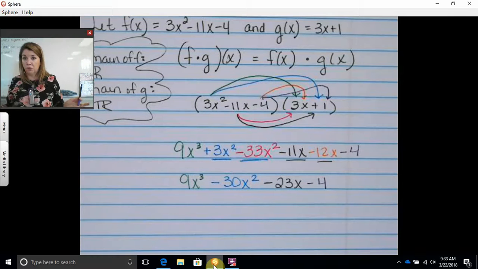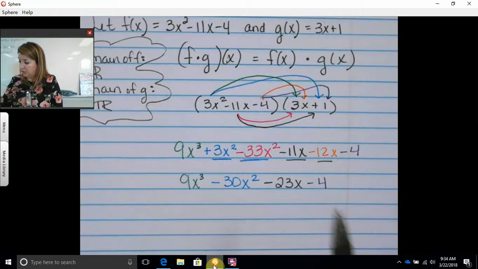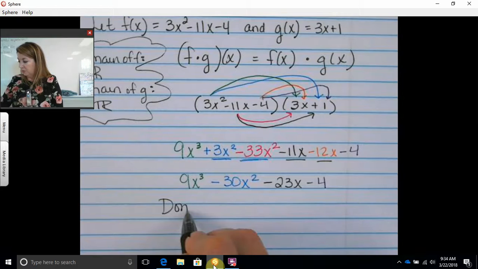That's all. We're not solving for x. We're not graphing. We're not doing anything. We are going to say, what is the domain of f times g? All real numbers.